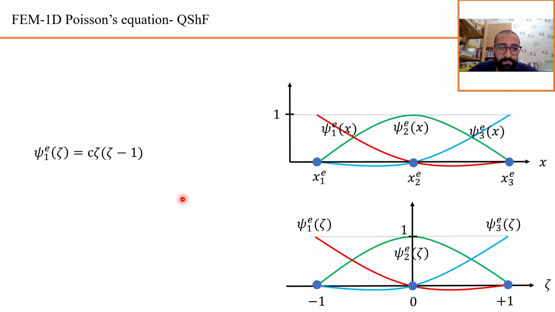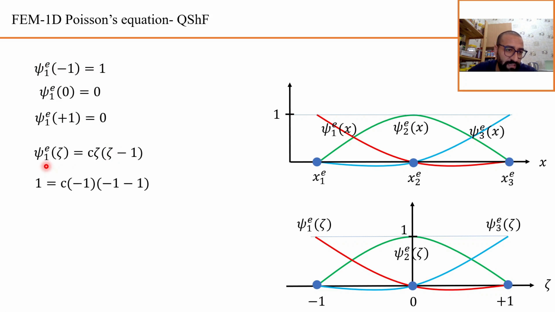Okay, this function psi1 is 1 here, psi1 is 0 here, and psi1 again is 0 here. Therefore, we use this boundary condition. If we put minus 1 instead of zeta, this function should be 1, so c times minus 1 times minus 3. You can easily see that the value of this coefficient c should be 1 over 2. Therefore, this is the mathematical representation of the first quadratic shape function.